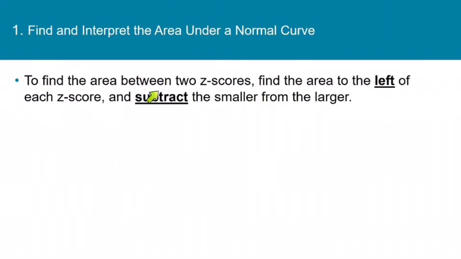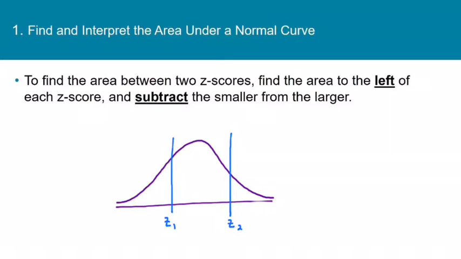Now, to find the area between two z-scores, all we have to do is find the area to the left of each one and then subtract the smaller one from the larger one. Here's how that works. Here's a standard normal curve, and I'm going to put two z-scores on it. And suppose we need to find the area between these two z-scores.